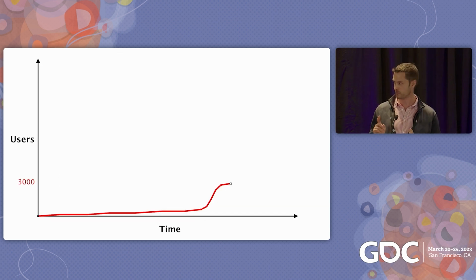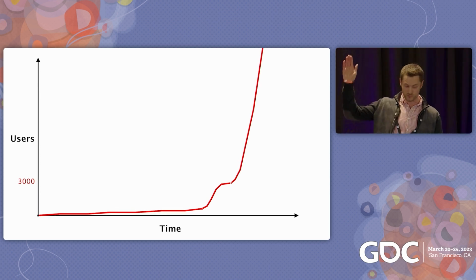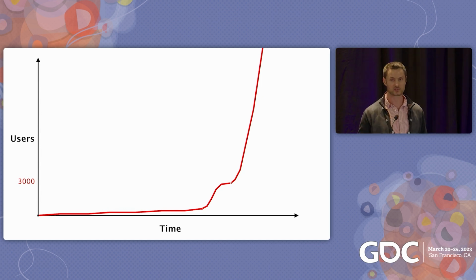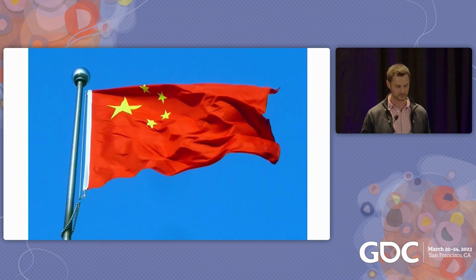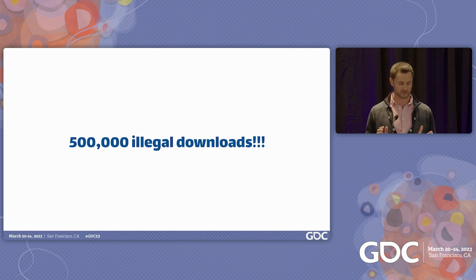And then, if we return to the graph, a few days later, I've scaled the graph down here so that you can see it's 3,000 users at the top of that little red curve there. And I think you can guess what's going to happen next. Boom. Within a few more days, suddenly there were 300,000 users. And this time it was not Russia, it was China. So basically, after 2 weeks, I got 500,000 illegal downloads.